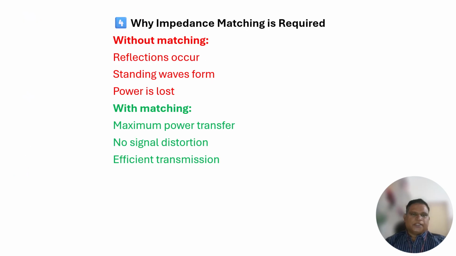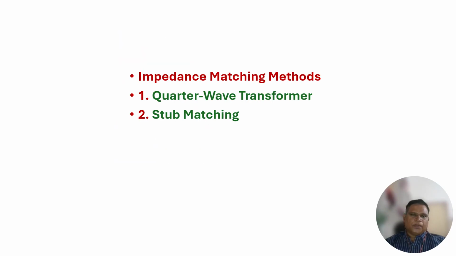Why is impedance matching required? Without impedance matching, reflections will occur in the transmission line, a standing wave will form, and power is lost. With impedance matching, maximum power is transferred to the load, there is no signal distortion, and efficient transmission is achieved. Impedance matching methods: there are two types of impedance matching methods we can use in transmission lines. One is the quarter wave transformer, the second one is stub matching.